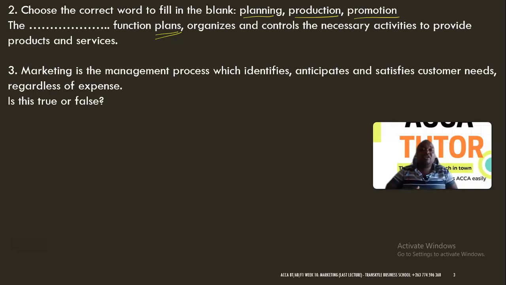So if you're not careful, you're going to pick the word planning and say the planning function plans, organizes, and controls the necessary activities to provide products and services. The key word here is provide. So if we are providing products and services, obviously we are a production department. So our answer there should be production.